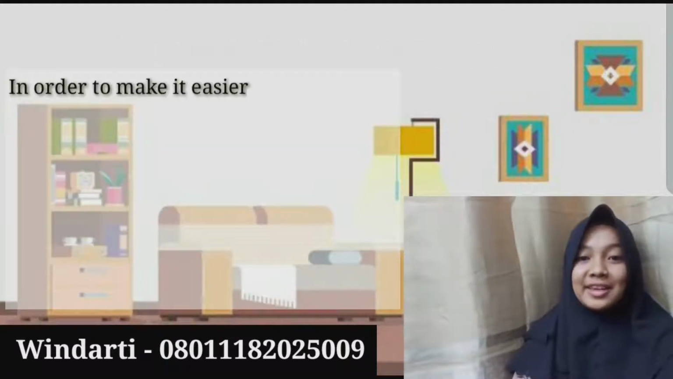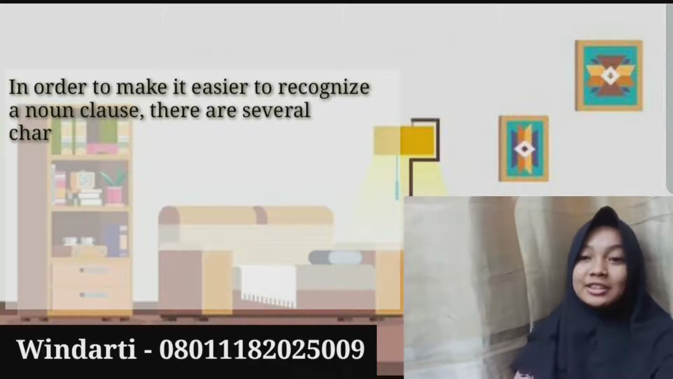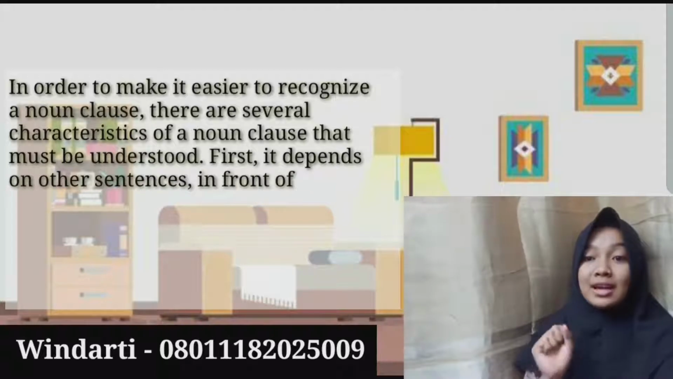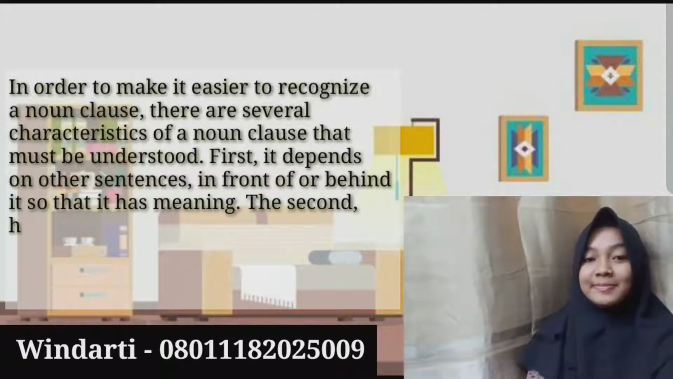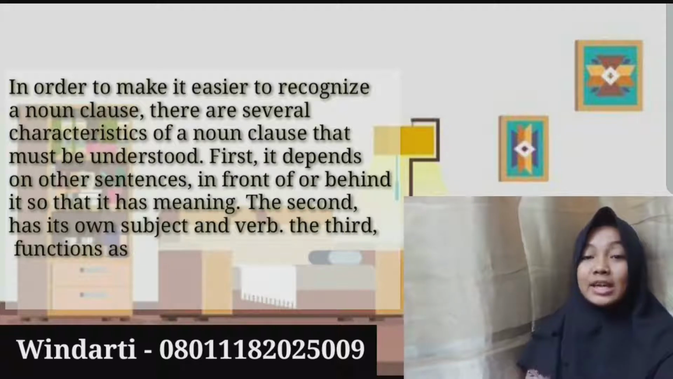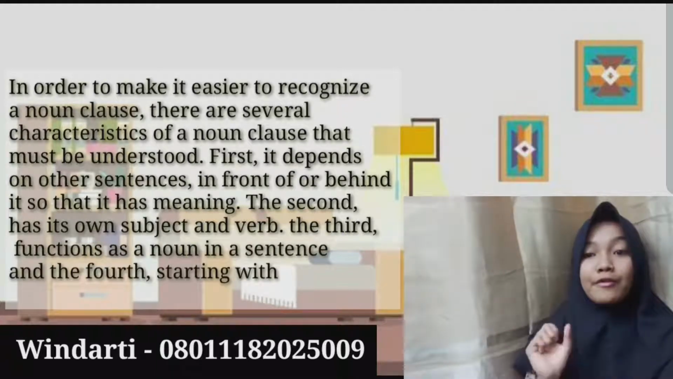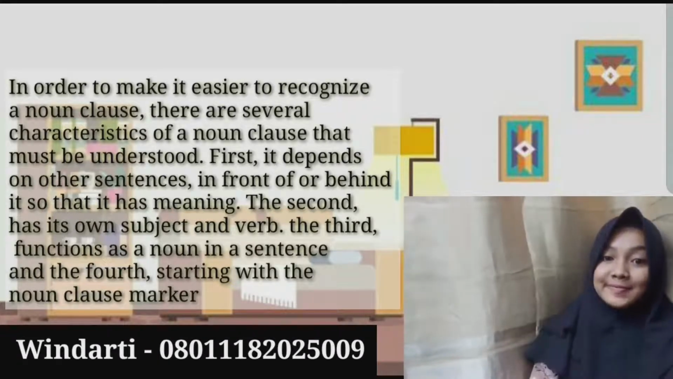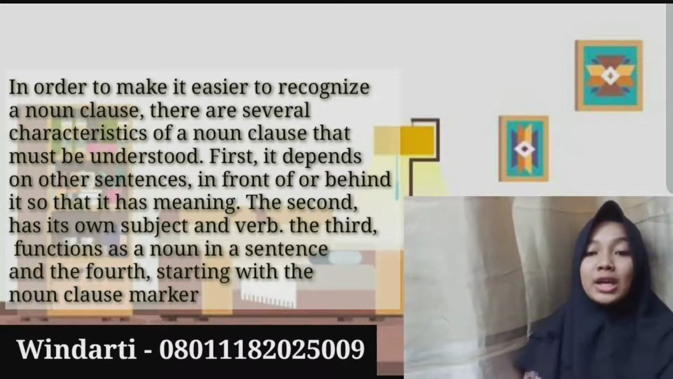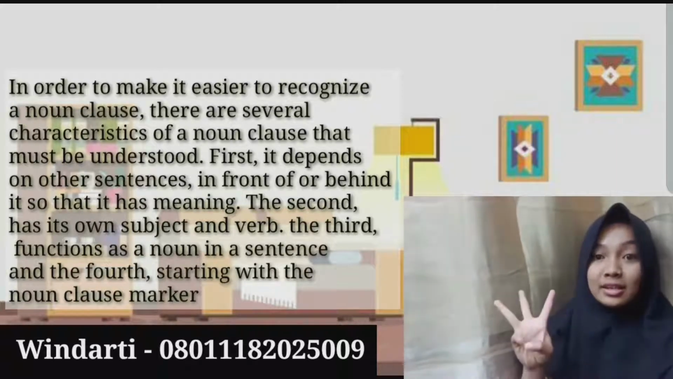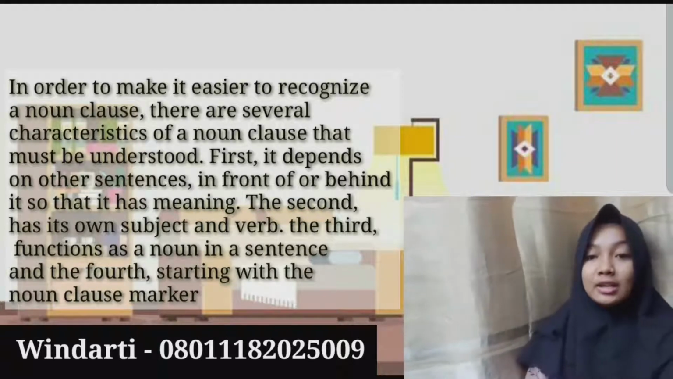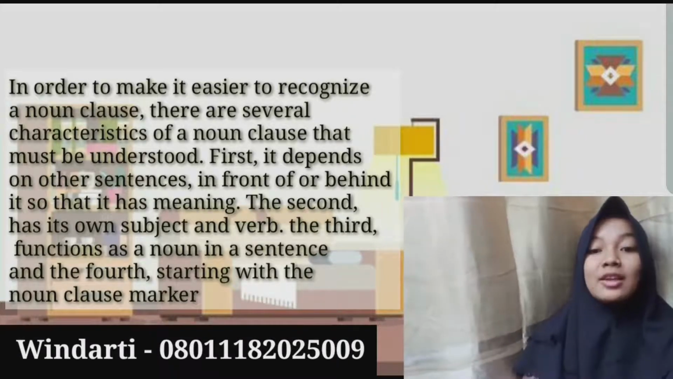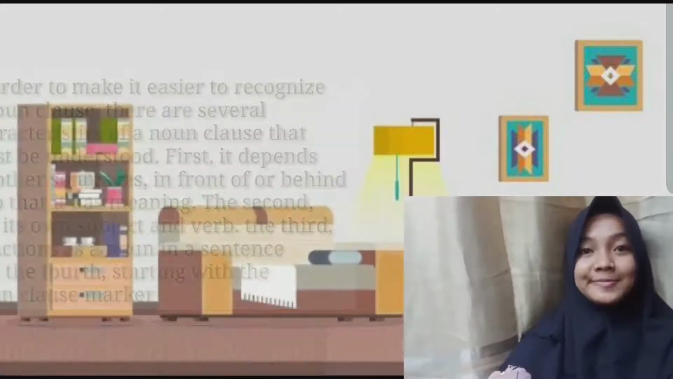In order to make it easier to recognize a noun clause, there are several characteristics of a noun clause that must be understood. First, it depends on other sentences in front of or behind it so that it has meaning. The second, it has its own subject and verb. The third, it functions as a noun in a sentence. And the fourth, it starts with a noun clause marker.